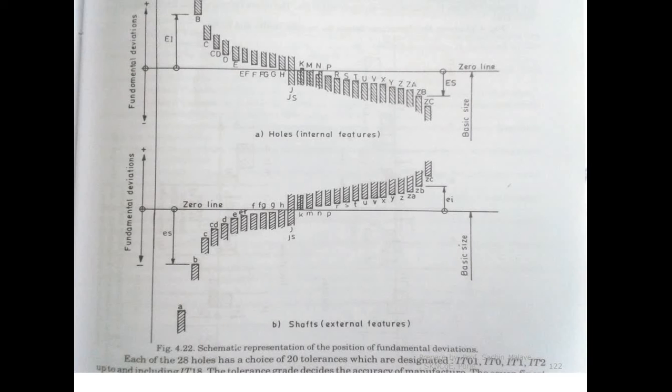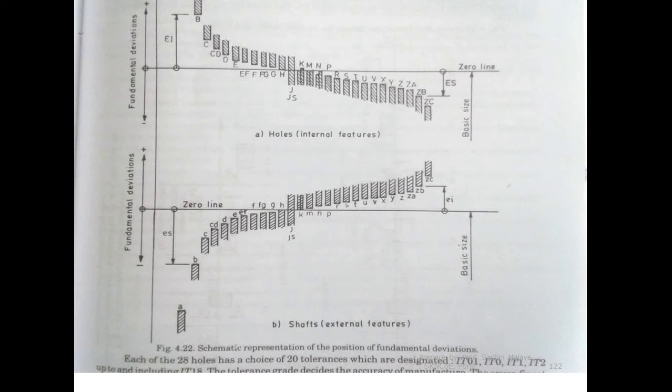So from A to G, all the shafts are below the basic line, below the zero line. This is the zero line, which is common. So below the zero line, A to G, all these are called undersized shafts. Whereas P to ZC are called oversized shafts because they are above the basic line.